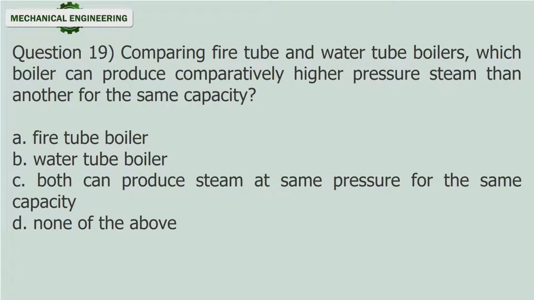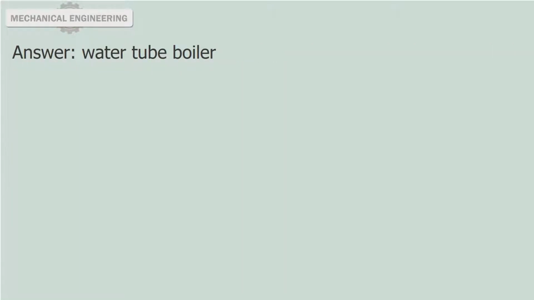Question 19. Comparing fire tube and water tube boilers, which boiler can produce comparatively higher pressure steam than another for the same capacity? A. Fire tube boiler. B. Water tube boiler. C. Both can produce steam at same pressure for the same capacity. D. None of the above. Answer: water tube boiler.